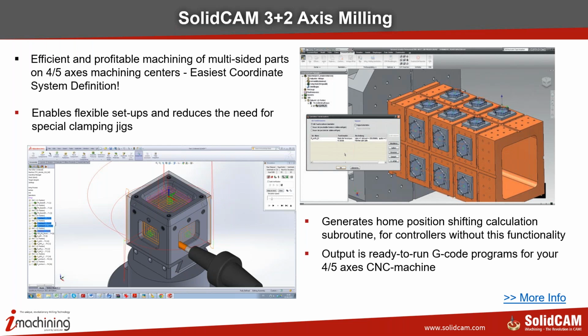The 3+1 and 3+2 machining is basically for enabling flexible setups, and it reduces the need for special clampings and jigs.